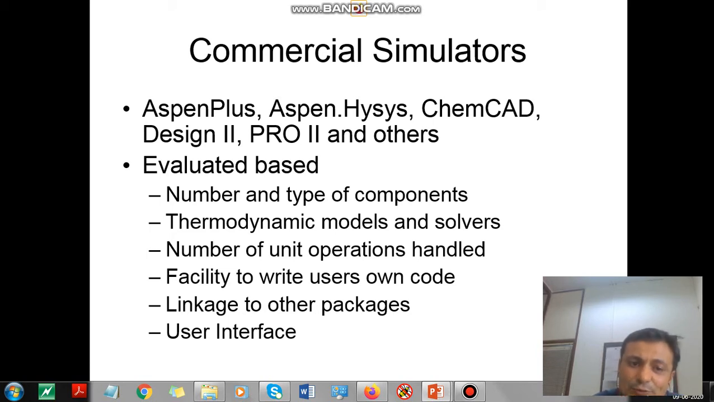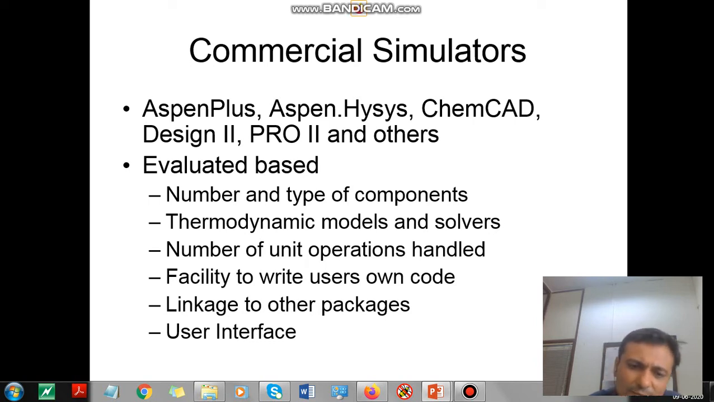And naturally, as I told in the last few seconds of the video, the user interface of the simulator should be something where a person using it gets a feel that he is working with some process engineering. It should look like the flow sheet which we draw using pen and paper. So the user interface also makes an important aspect when you want to evaluate this kind of simulator. So based on this, you can evaluate them.